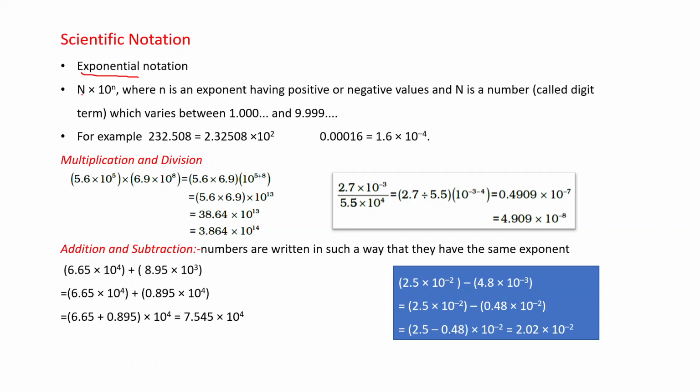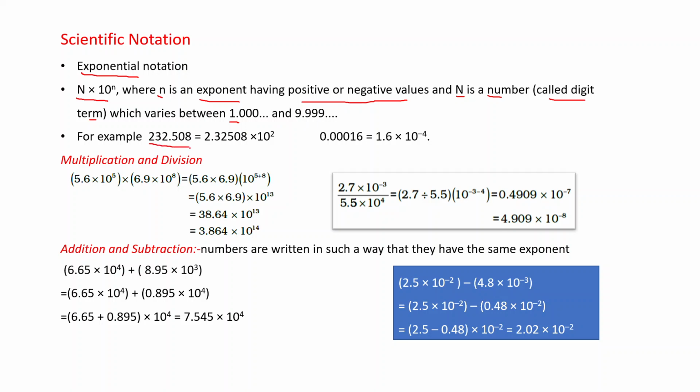In this, any number is expressed in this form, N into 10 raised to the power n, where this small n is an exponent having positive or negative values, and this capital N is a number, also known as a digit term, which varies between 1.000 and so on and 9.999 and so on.